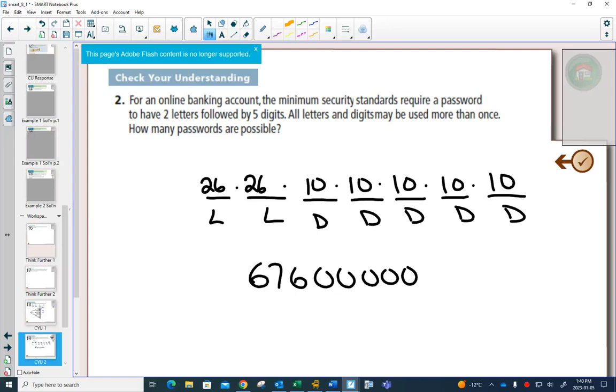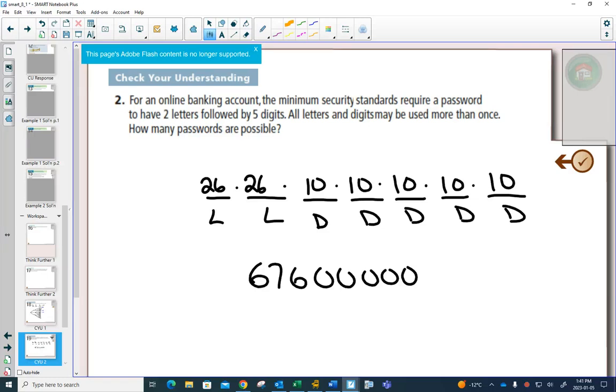That's a lot of passwords. Your chances of getting it right aren't very good. Okay? But there are programs. You could have a thing that goes through them. Computers could go through 676, no, that's 67,600,000. There are computer programs that could go through that quickly.